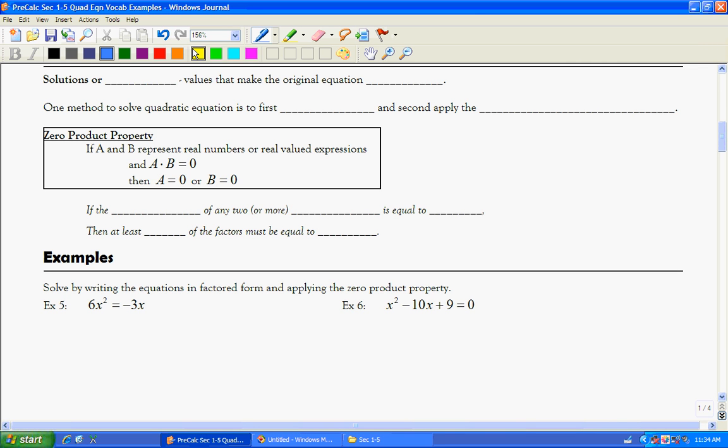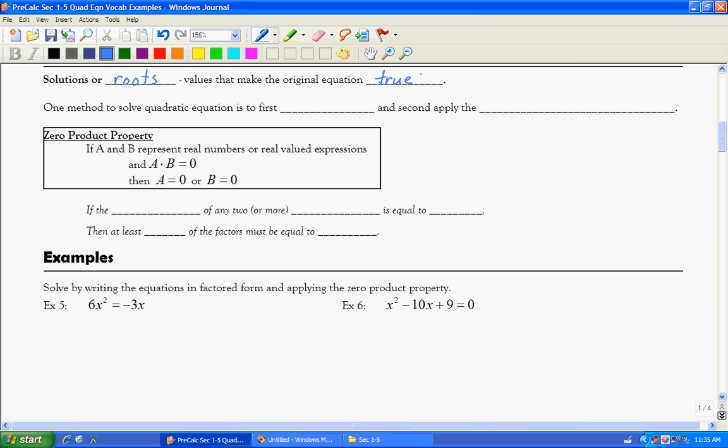Okay, welcome back to section 1.5, quadratic equations, and we're going to start talking about solutions or roots of a quadratic. And these are the values that make the equation true. And that's what we're solving for when we solve all quadratic equations or any equation. We're solving for the solutions or the roots.